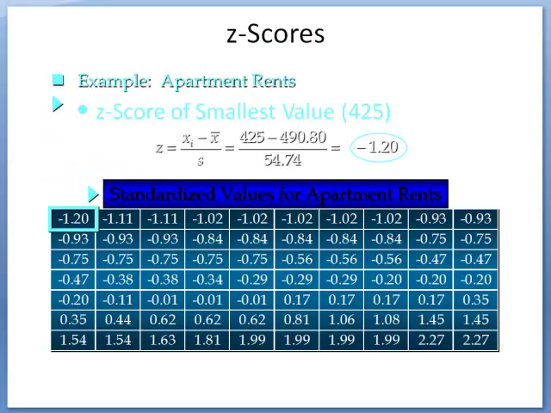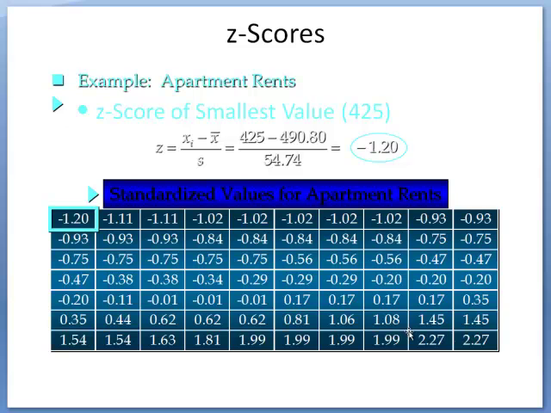So again, look at the apartment rent data. What we do is for each value, we calculate its z-score. So take for instance 425. How do we get its z-score? Take 425, subtract the mean from it, which is 490.8, and divide by the standard deviation, 54.74. It gives you a z-score of minus 1.20. Why is the z-score negative for a value of 425? It's negative because it is less than the mean. And remember, values that are less than the mean will have z-scores less than 0.